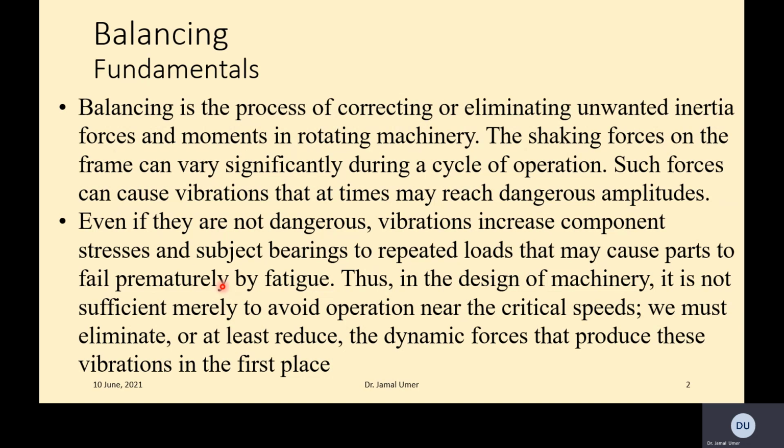Thus, in design of machinery, it is not sufficient merely to avoid operation near the critical speed. We must eliminate or at least reduce the dynamic forces that produce these vibrations in the first place. This is crucially important when you are designing some component. You have to get rid of all the unbalanced forces in the first attempt, but if you can't, you have to at least reduce the effect. If you reduce it, then in fact you are increasing the life of the component.